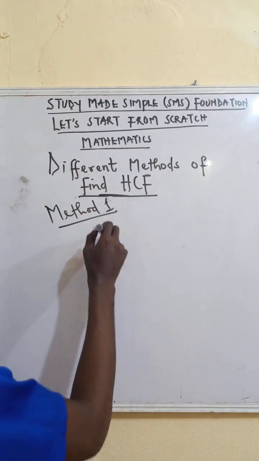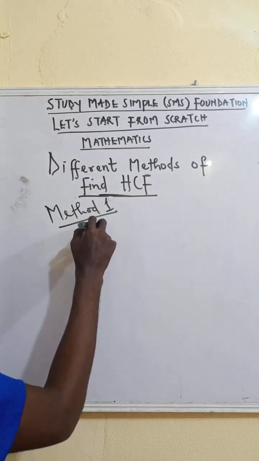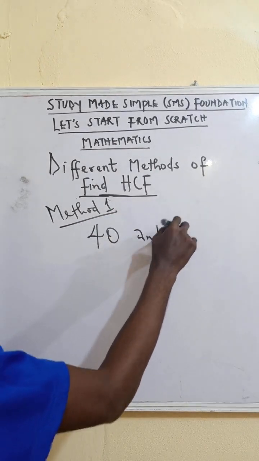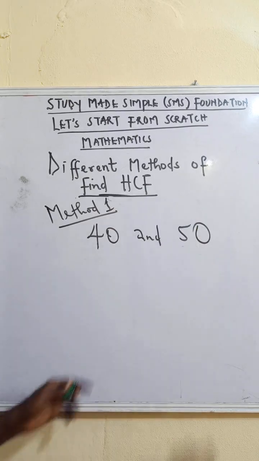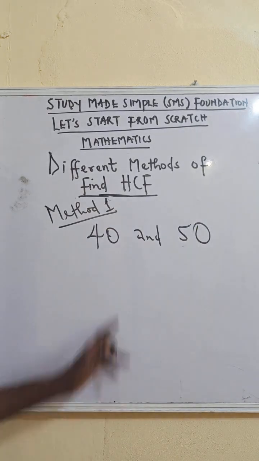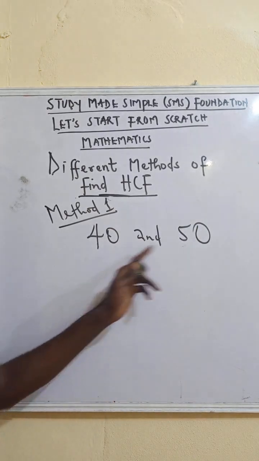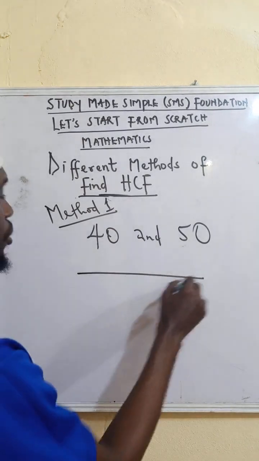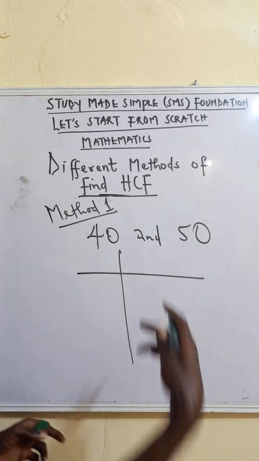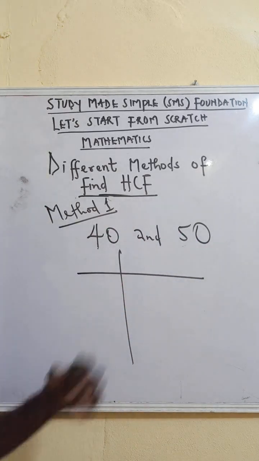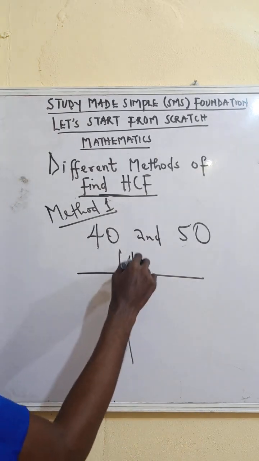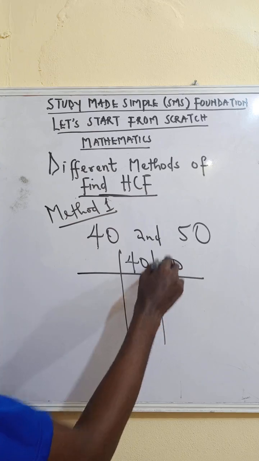Let's say we are given two numbers. What are the two numbers? Let's say we are given 40 and 50, and we are asked to find the HCF of 40 and 50. What I will need to do is draw a table. Even if there are more than two numbers, maybe three numbers, you can always apply any of the methods that I'm using. So put 40 here and put 50 here.